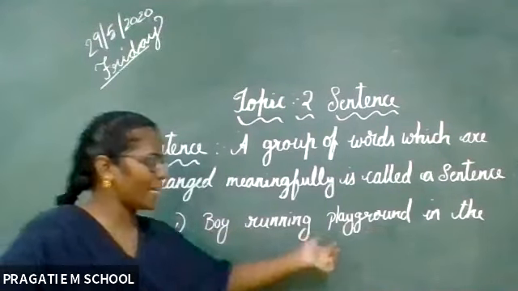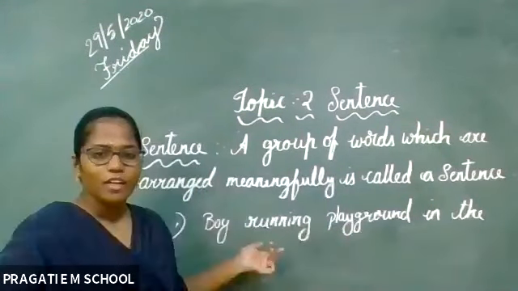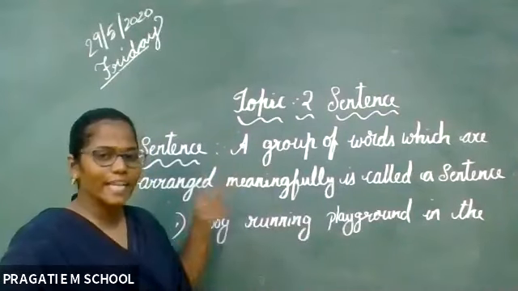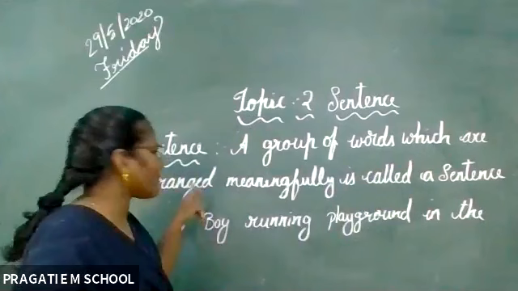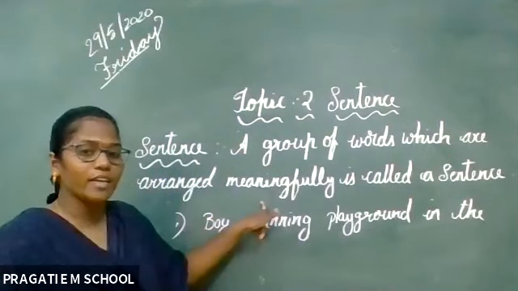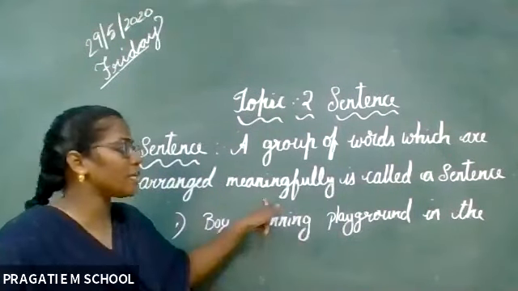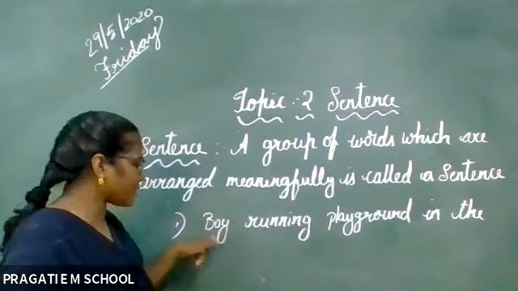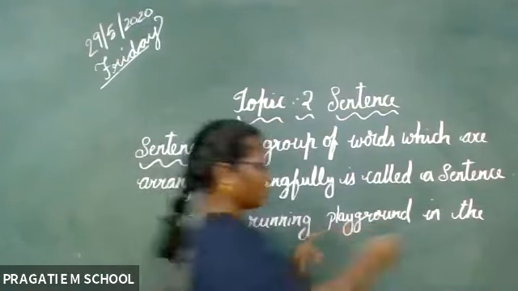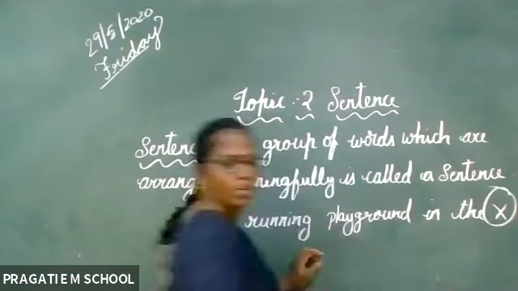Boy running playground in the. As I have already told you, a group of words which are arranged meaningfully is called a sentence. So I write like this: boy running playground in the. Is this a correct sentence? No.